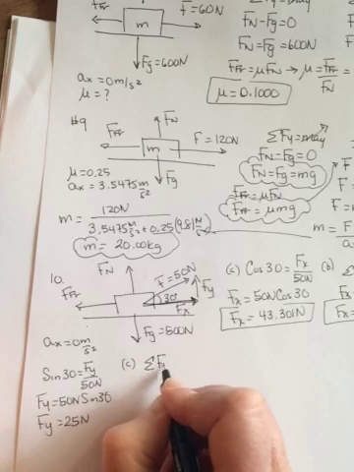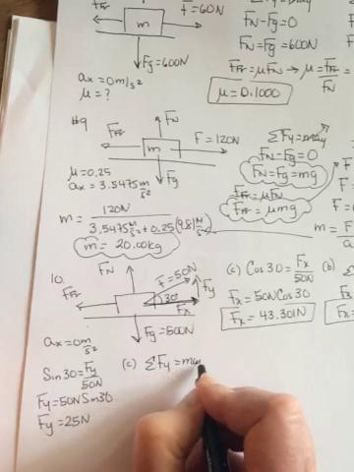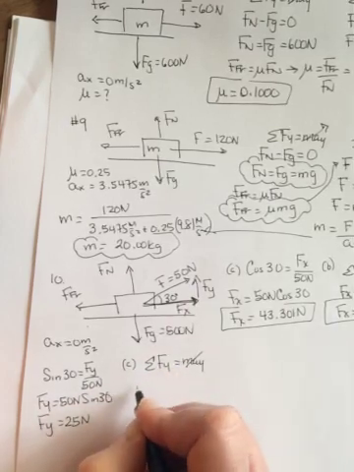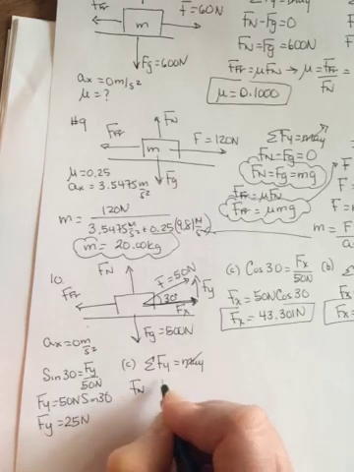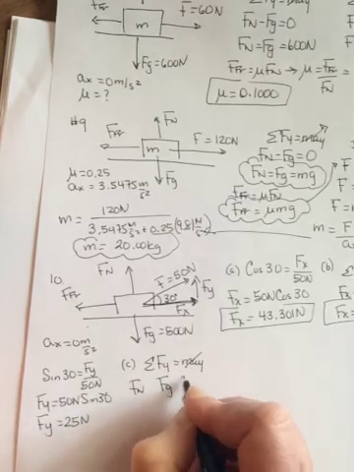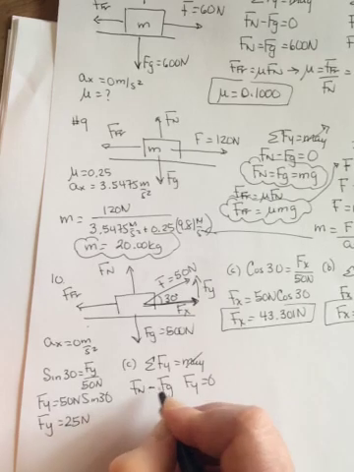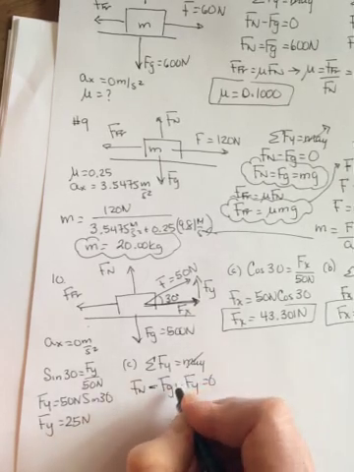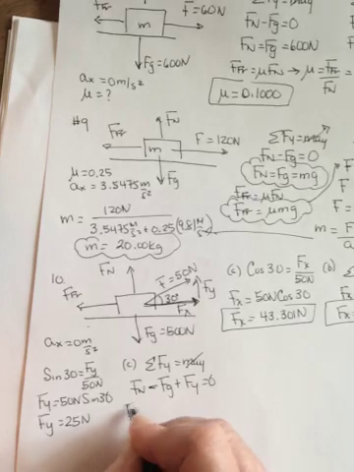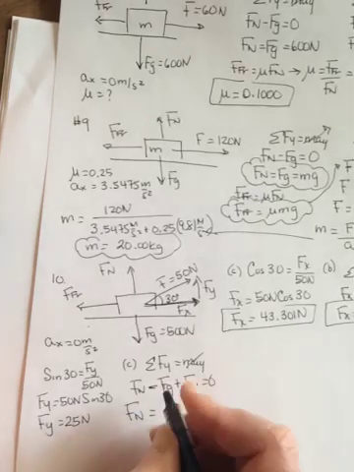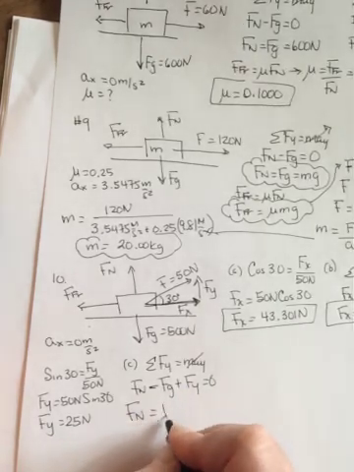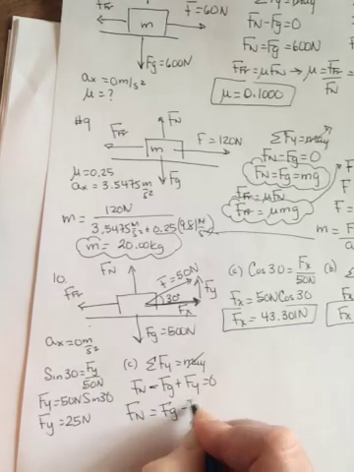Sum of the forces in the y is equal to m a_y. It's not moving in the y, so we have F_N, we have F_g, we have F_y. F_N is going up, F_g is going down, so it's a negative, and F_y is going up, it's a positive. Always solving for F_N in the y direction, so it'll be F_g minus F_y.